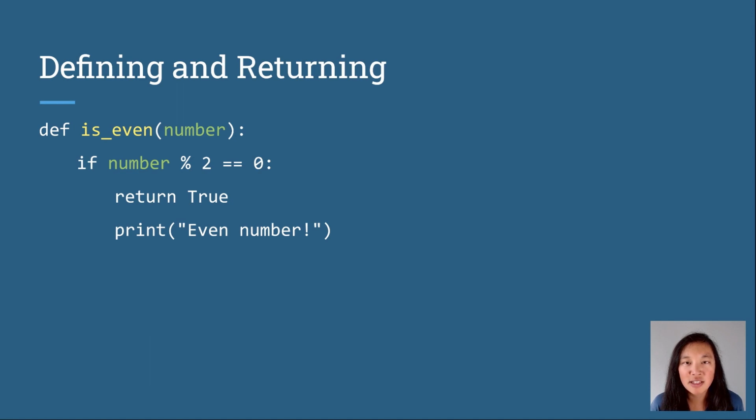Let's talk about defining and returning in functions. So here we have defined a function. Def is_even is the name of our function, and number is going to be the argument for this function. So number is going to be used inside of our function. If we call is_even with 10, what's going to happen is that number, the variable, is going to contain the value 10. So number equals 10 is going to be used all throughout this function.